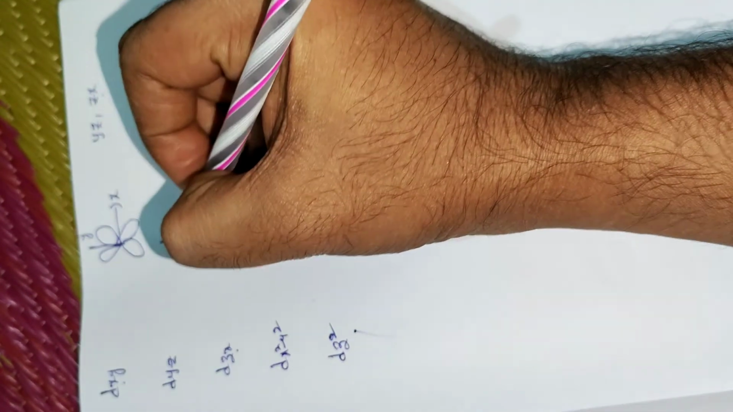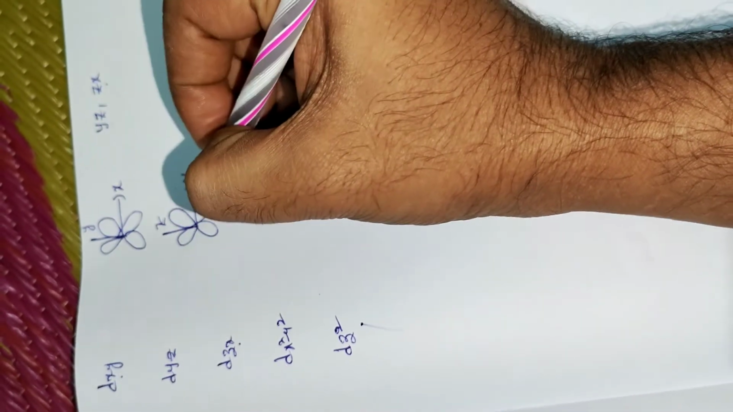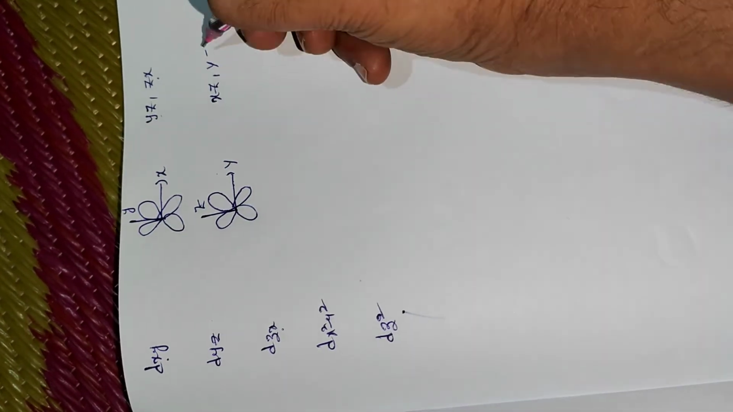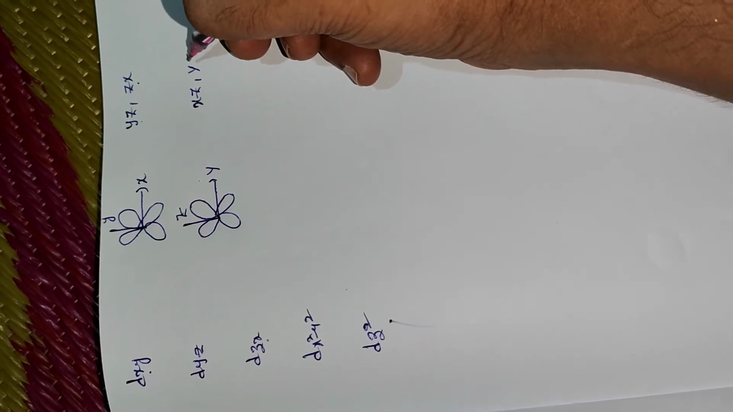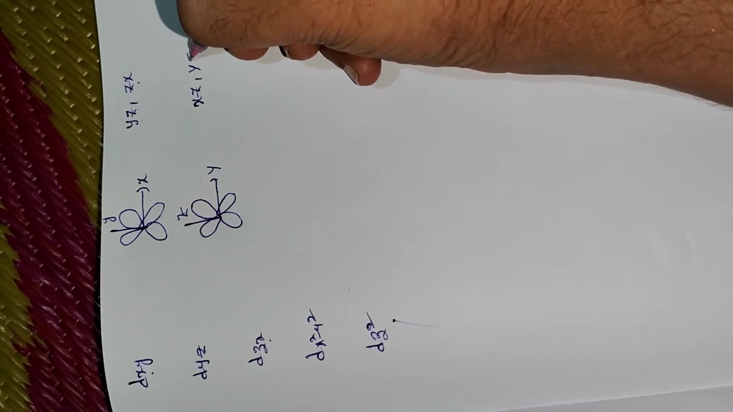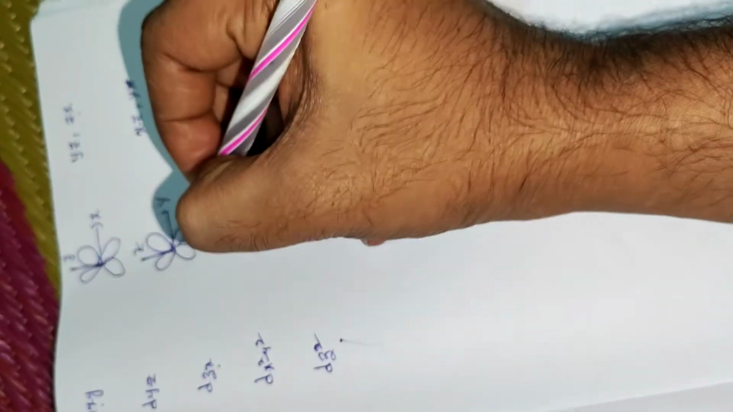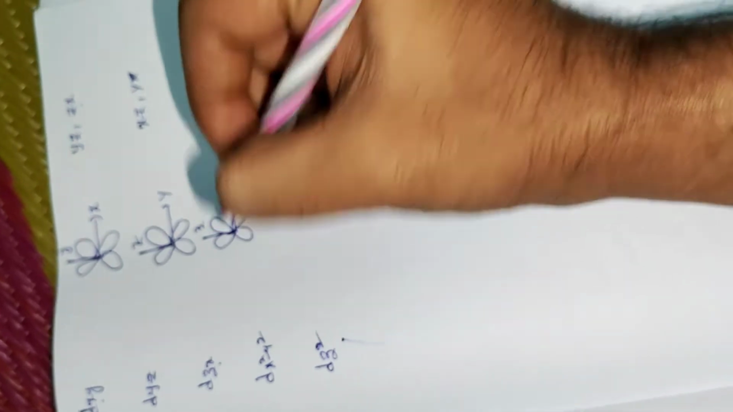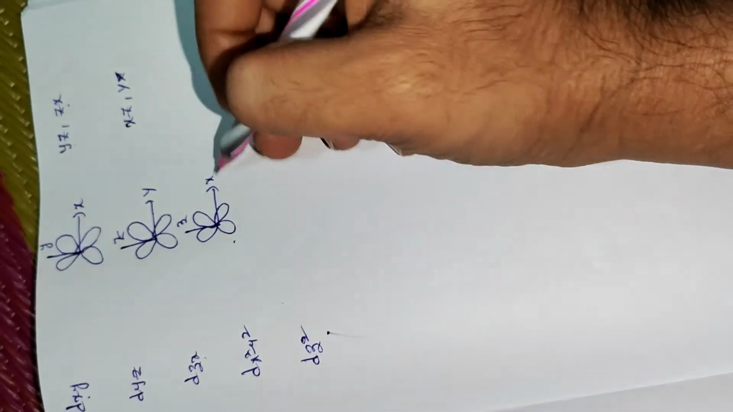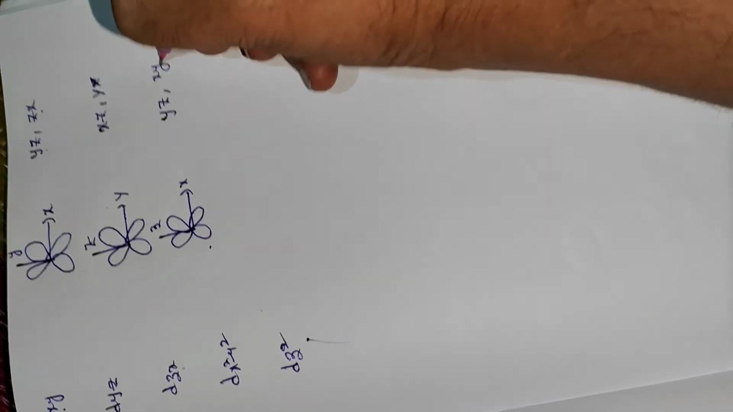Next, dyz. This is the y axis, this is the z axis. Electron density is present between the y and z axis. There is none between the x and z, and xy. Next, same for dzx, x and z. Here also electron density is present between the x and z axis. There is none between the z and y, and x and y.